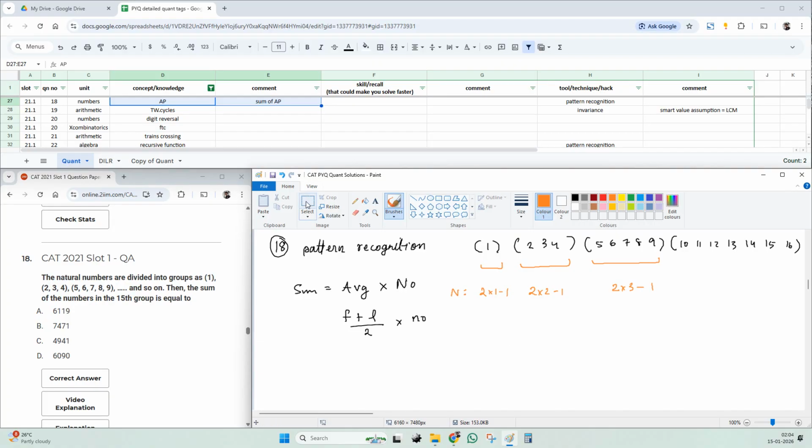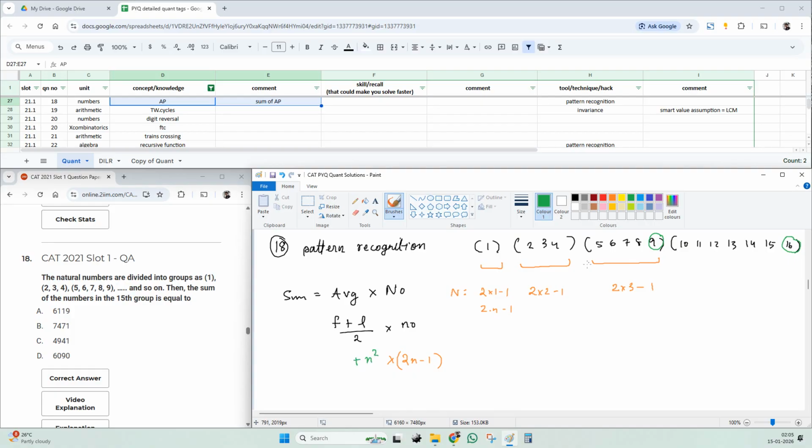So the general formula for that would be 2 into n minus 1. That is what you'll notice. So this part is 2n minus 1. What is the first part? The last term of a group is very obvious. We mentioned this already. It's just going to be n square. Third group ends in 3 square. Fourth group ends in 4 square, and so on. So the last term is just n square.